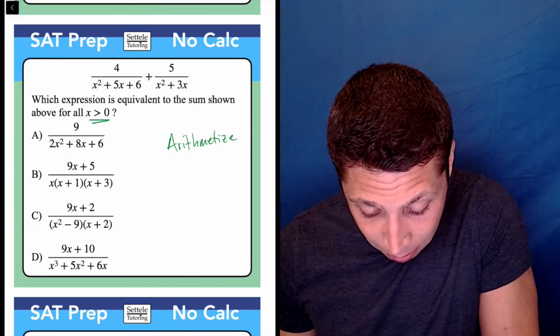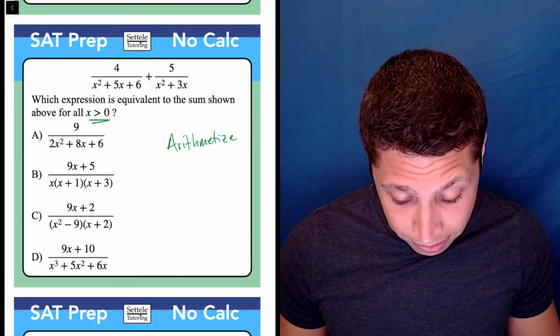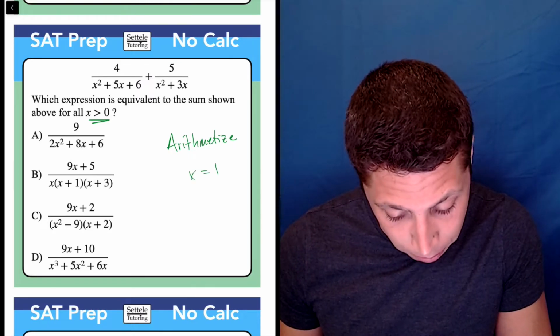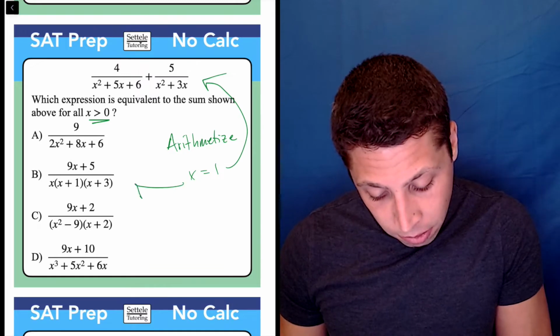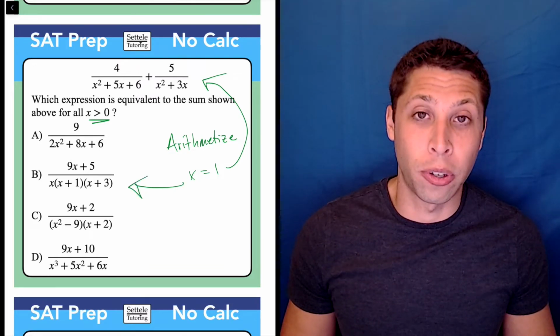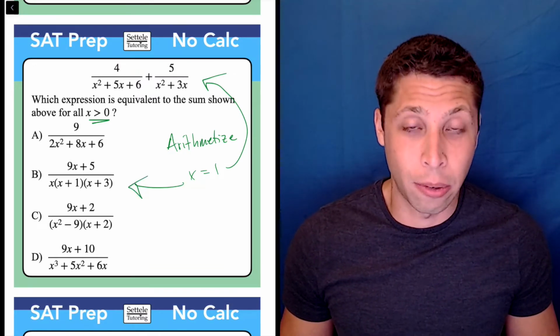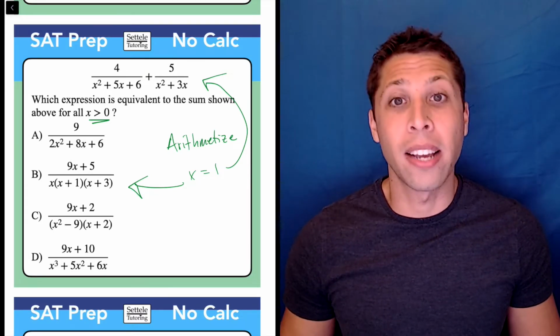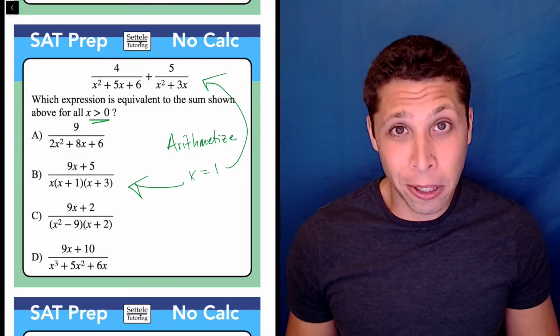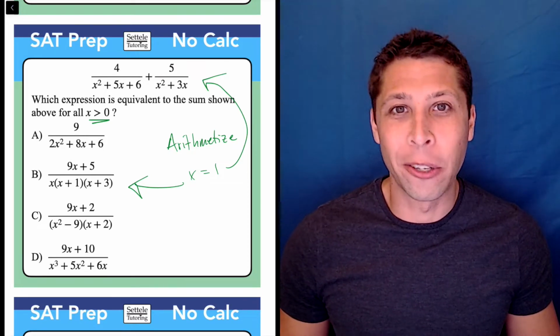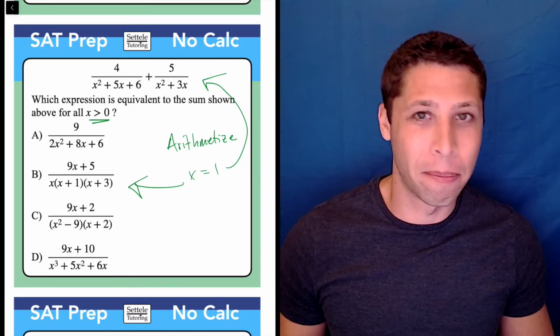It says x has to be greater than 0, so unfortunately I can't pick 0, but I might just pick something really simple like x is equal to 1, plug that in to here, then see what I get, and then see if these answer choices give me the same thing when I plug x equals 1 in here. This is an obvious arithmetize. If your reaction to this is anything other than arithmetize, your brain is broken. You are not doing the SAT correctly. You've got to pick some numbers here.